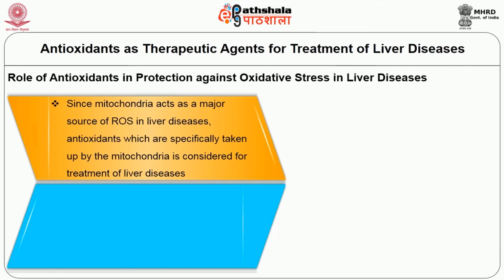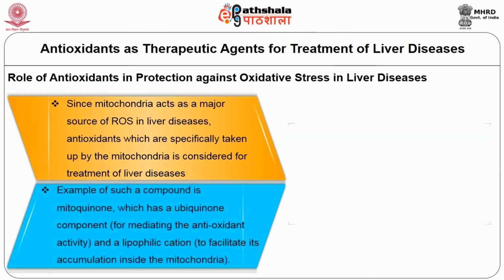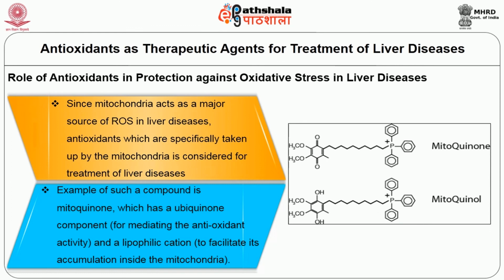Since mitochondria act as a major source of reactive oxygen species in liver diseases, antioxidants which are specifically taken up by the mitochondria are considered for treatment of liver diseases. An example of such a compound is mitoquinone, which has a ubiquinone component for mediating the antioxidant activity and a lipophilic cation to facilitate its accumulation inside the mitochondria.